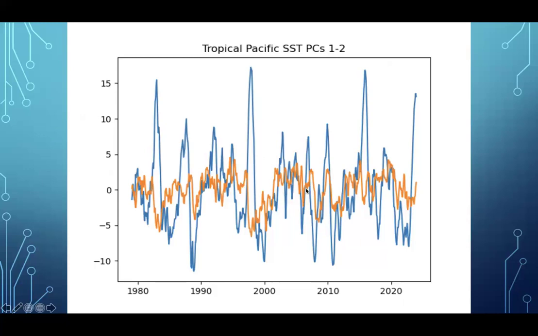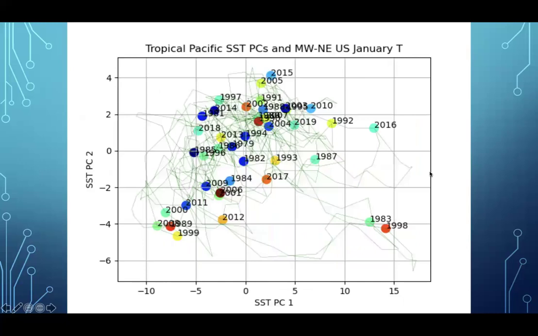But not all El Nino events behave that way. Sometimes the East Pacific goes up first and then the Central Pacific goes up, which implies a westward moving warm water anomaly. But now we want to consider what happens when we plot these two against each other and create a phase portrait and plot on it the temperature of Midwest East January in this case.